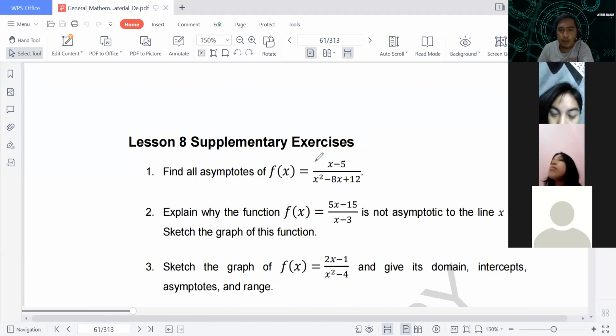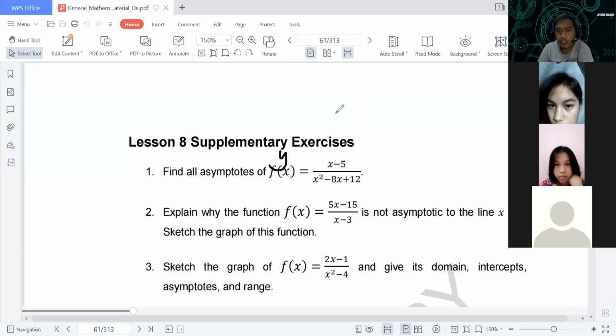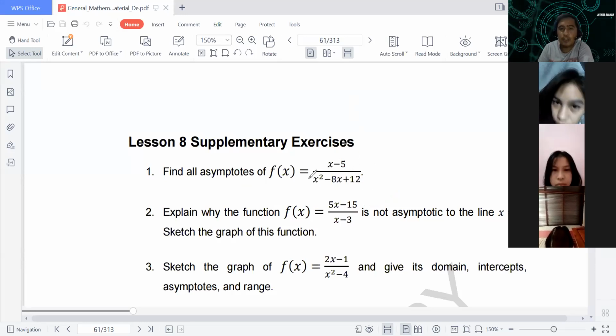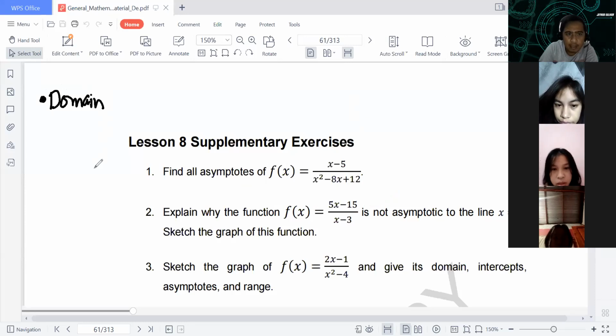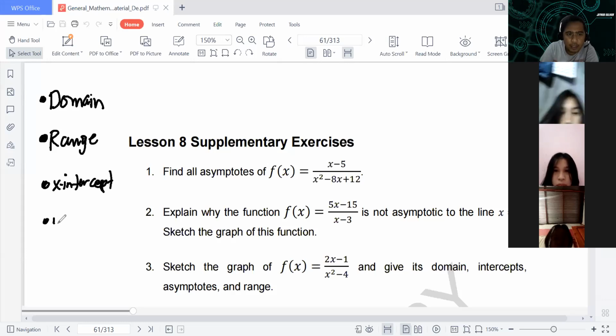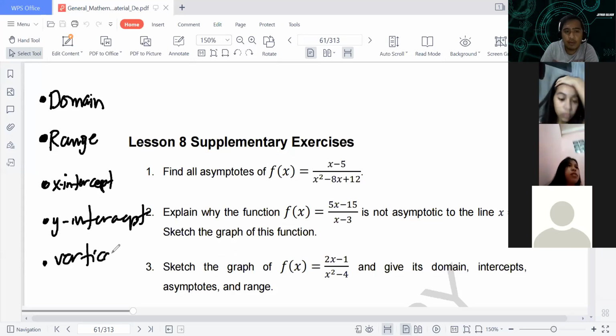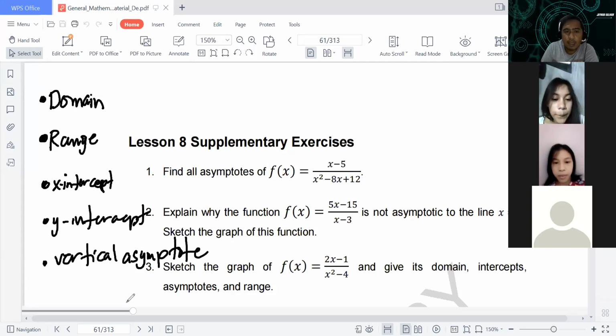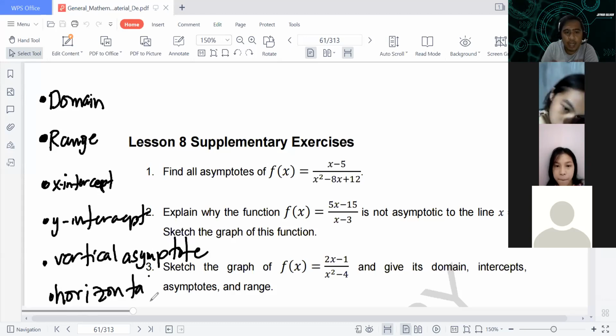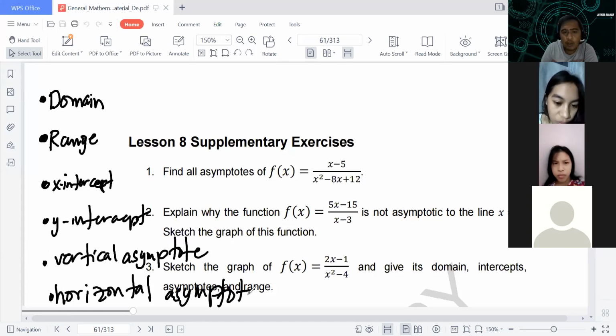Say for example, you are asked to graph this rational function. As we all know, this is a rational function because there are two variables here, f of x and x. The f of x is your y, and it is a rational expression, therefore this is a rational function. First, we need to determine number one, the domain. The second one is the range. The third one is your x-intercept. The fourth one is your y-intercept. The fifth one is your vertical asymptote. And lastly, your horizontal asymptote. Out of that, it will help you sketch the graph of your function.